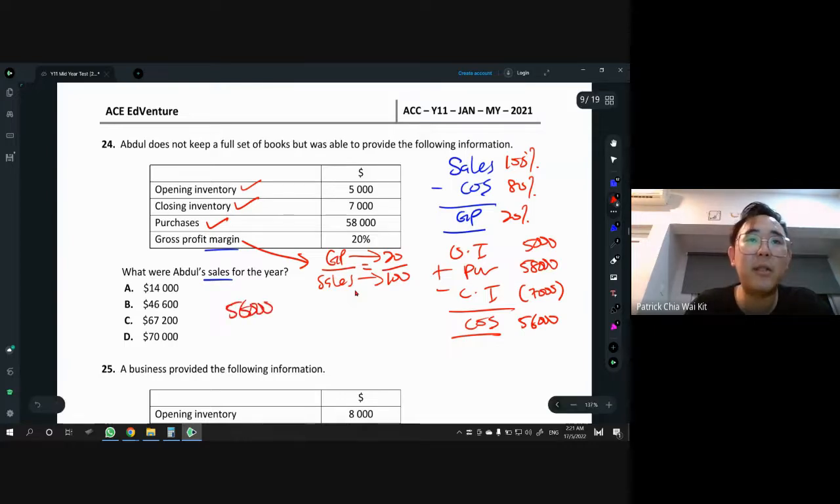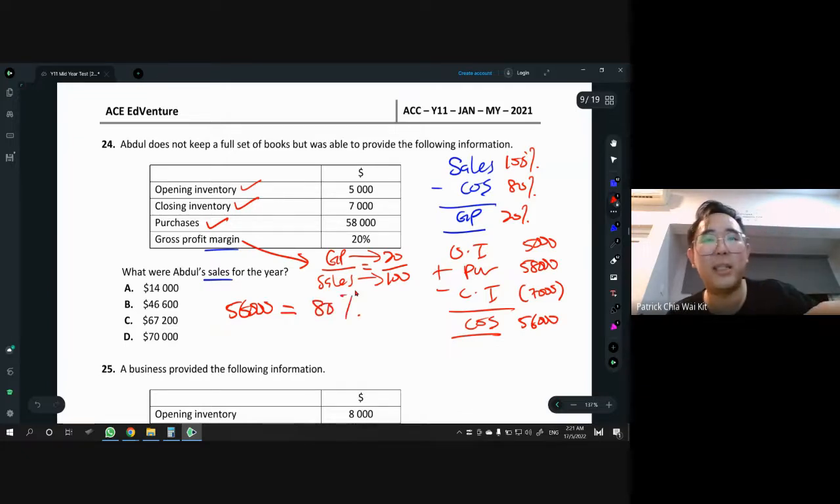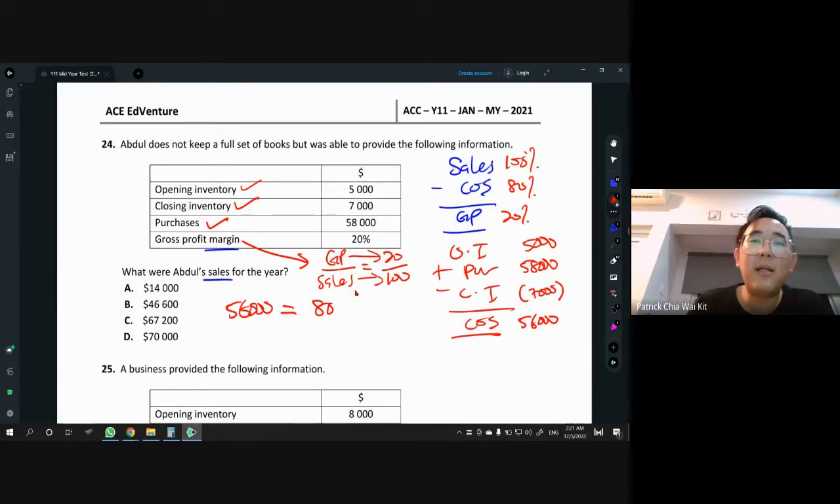56,000 cost of sales is how many percent? It is equivalent to 80%. Okay, you don't need the percentage here to do the maths because it's just a unit. Equals to 80. All right. Okay, I put percent. Okay, up to you. If you like to think that way, this is a unit. When you press calculator, do not put in the percentage. Just 80 can already.